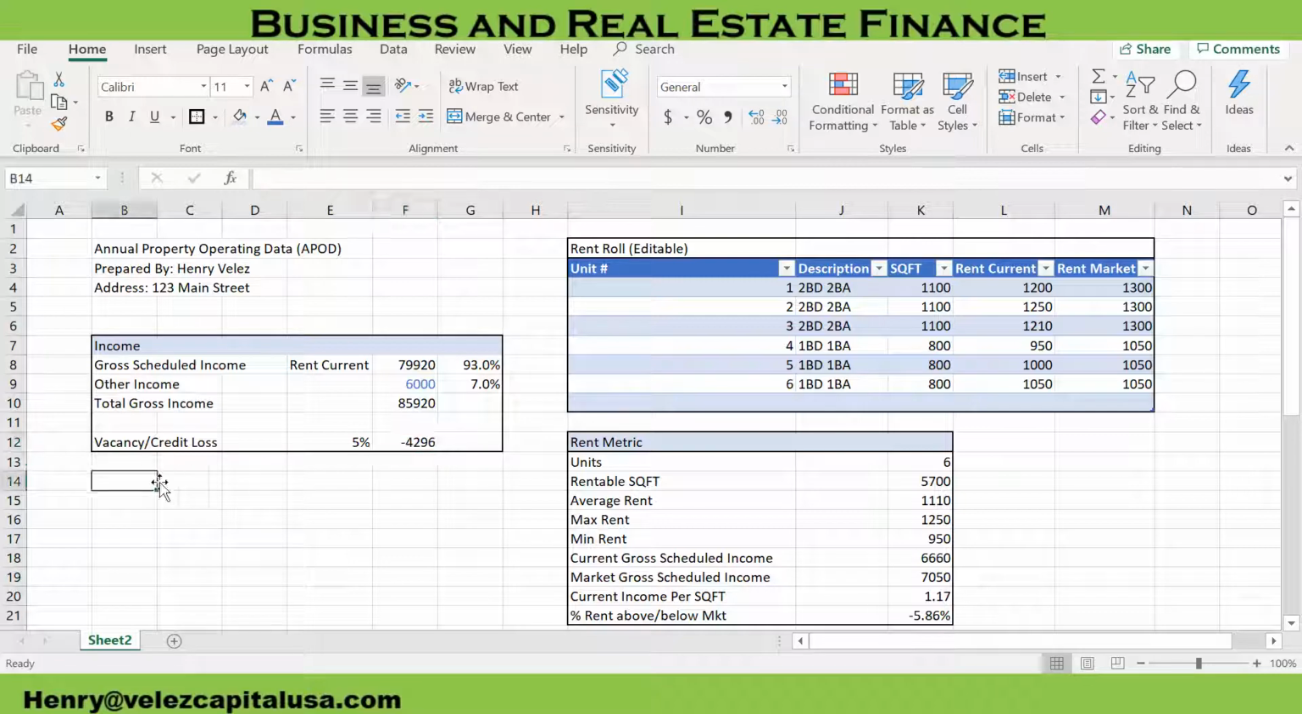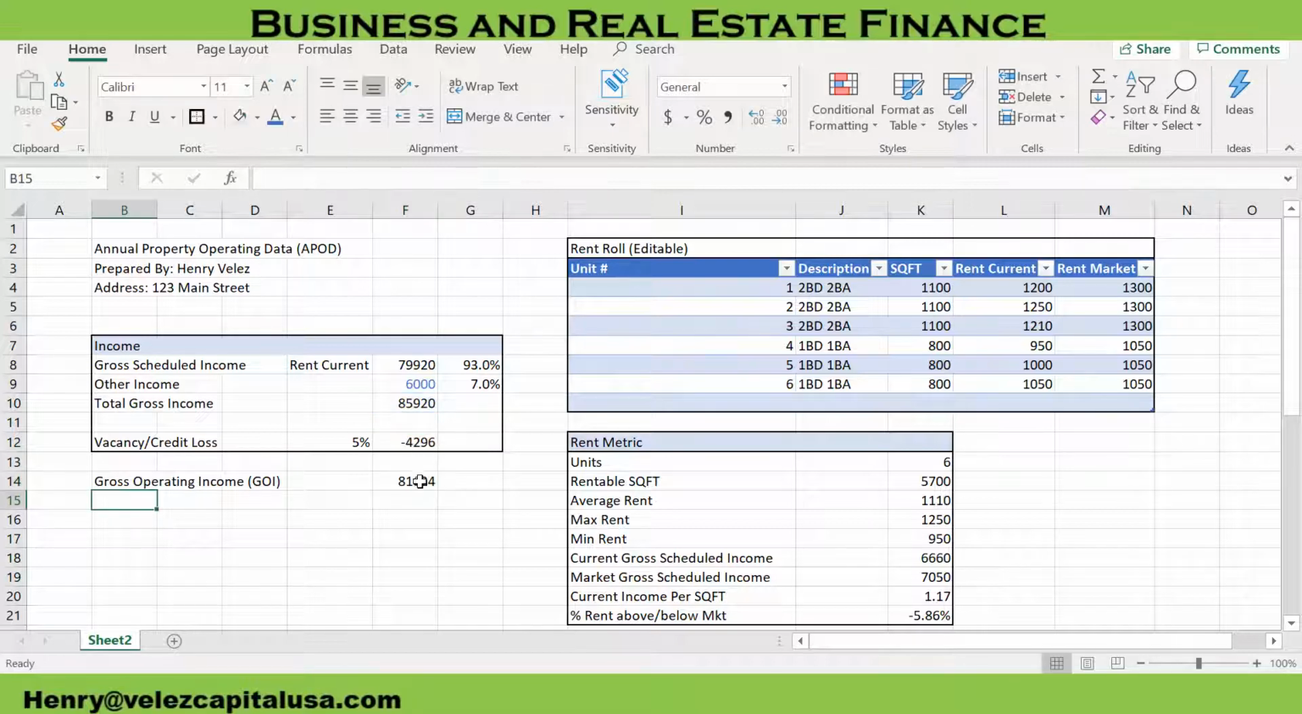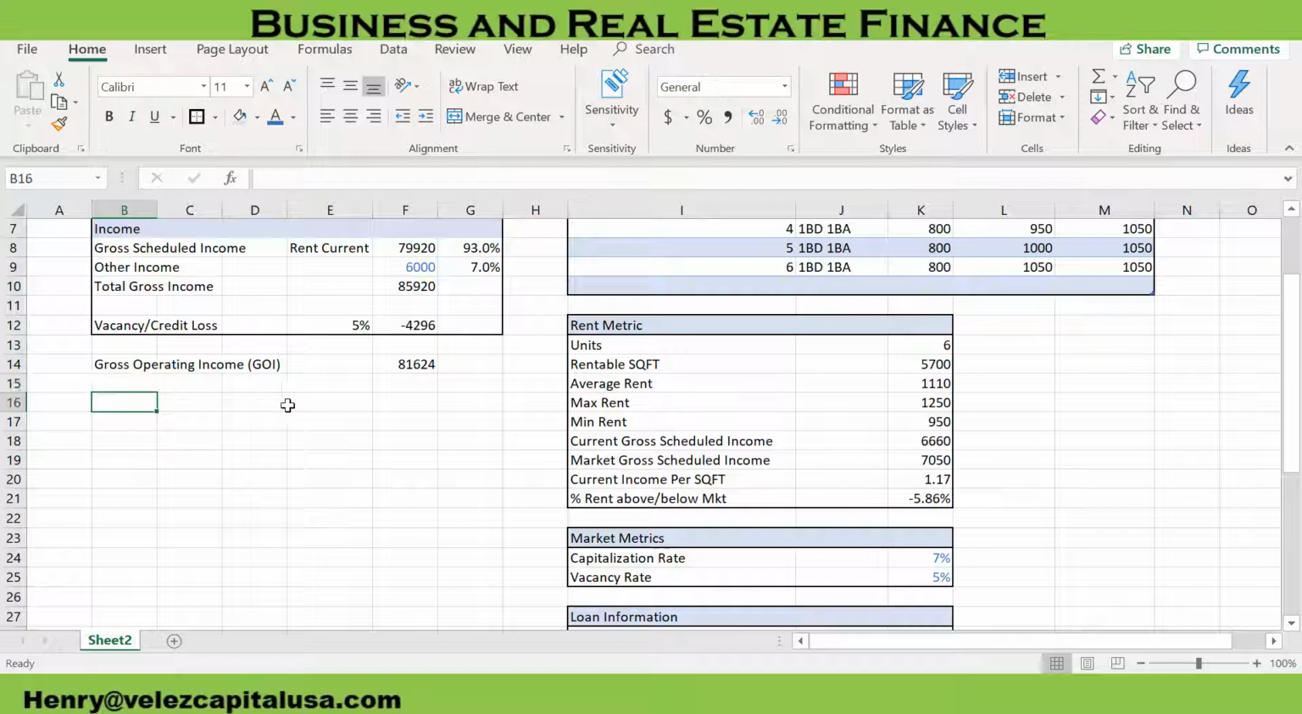And now we're going to get this important metric called the gross operating income. So this is also known as the GOI. And the GOI is the total gross income minus the vacancy credit loss, or in this case, plus the vacancy credit loss because it's a negative. So $81,624, okay?